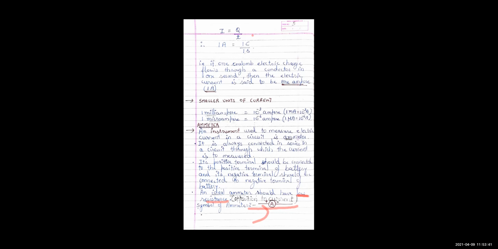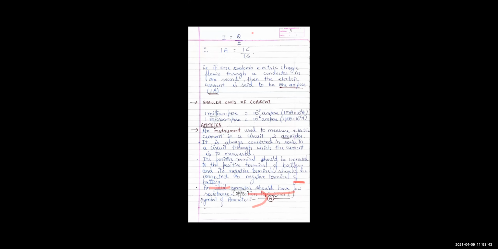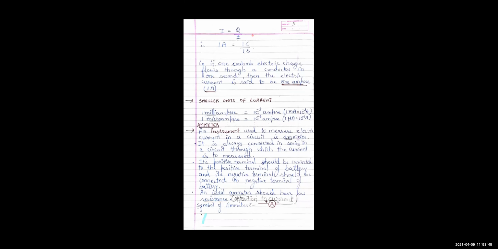So ammeter is a device which measures electric current, and it should be connected in series, and its positive should be connected to positive of the battery, and negative of the ammeter should be connected to negative of the battery, and its resistance should be low, or you can say it should have zero resistance, and you can see its symbol, right?